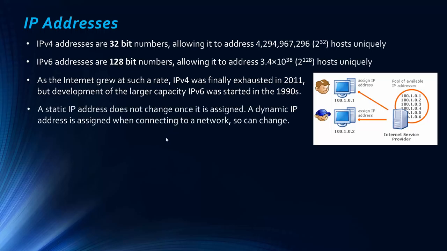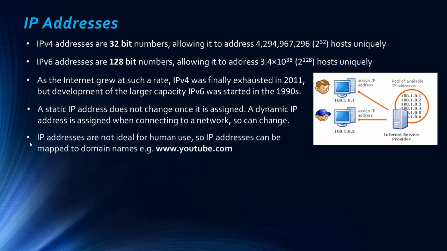Just to change the topic slightly, I saw this on a mark scheme and thought I might as well explain it. You can have a static IP address, which means it doesn't change once it's assigned. Whereas a dynamic IP address is assigned whenever you connect to a network, so it can change. So a MAC address can never change, whereas an IP address, as long as it's dynamic, can change when it's assigned as you connect to a network.